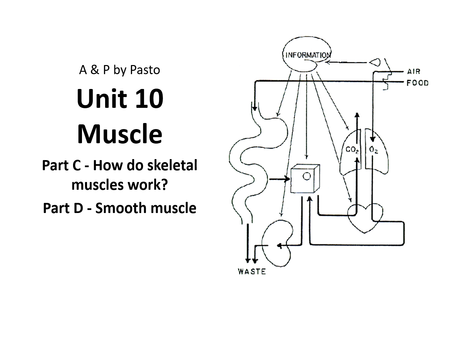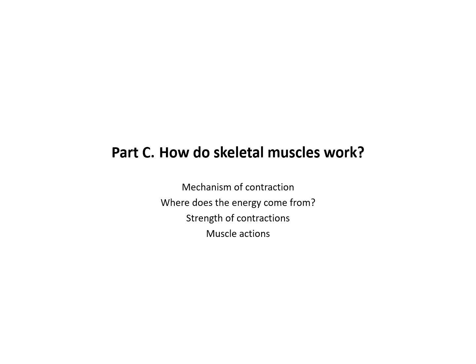This is the second video for Unit 10. It includes Part C, how do skeletal muscles work, and Part D, smooth muscle. Part C has several subdivisions. We'll look at the mechanism of contraction. We'll look at where the energy comes from. We'll look at those factors that affect strength of contraction. And then we'll look at the actions of whole muscles.